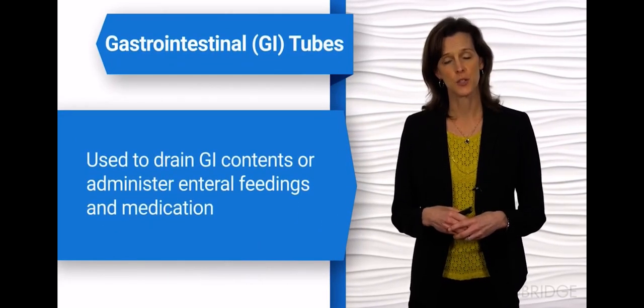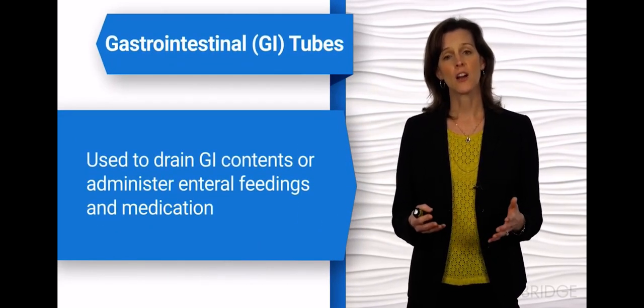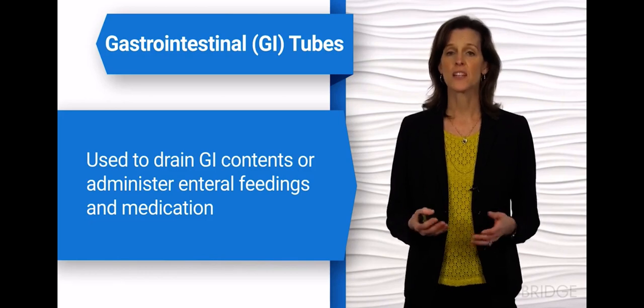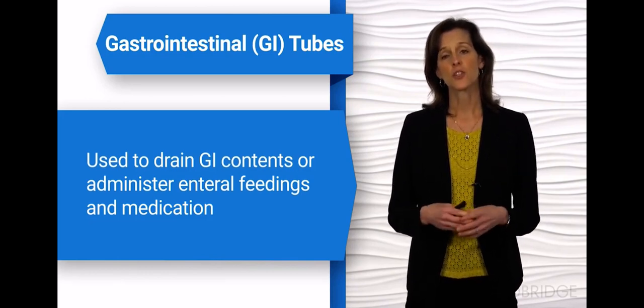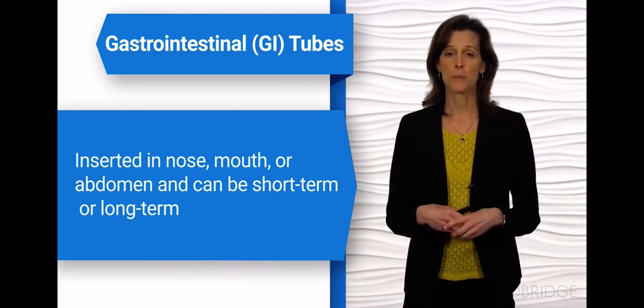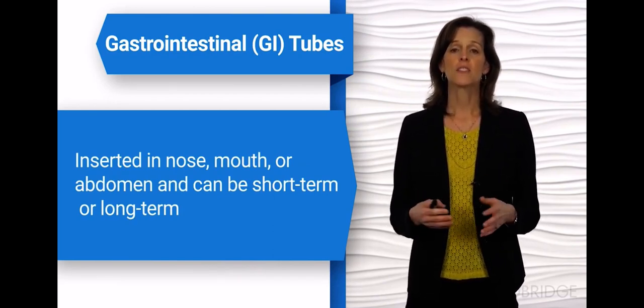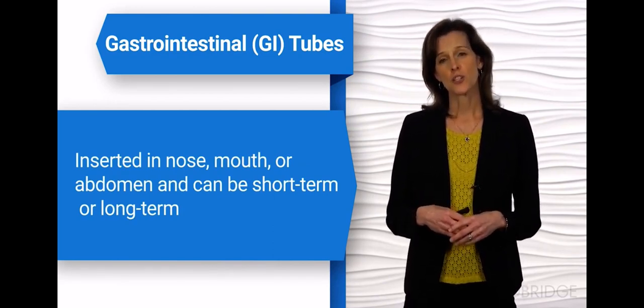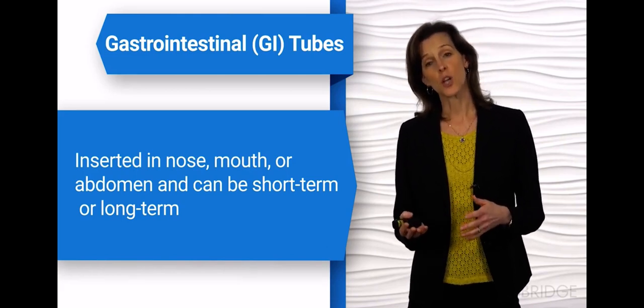Gastrointestinal or GI tubes are used to drain GI contents or to administer feedings or medication. These are inserted in the nose, mouth, or abdomen. They can be short or long-term. If a patient does have a GI tube, you want to make sure you turn off their feeding if you're going to be lowering their head less than 30 degrees, and that's just to prevent any risk of aspiration. If this is dislodged, you want to immediately alert the nursing staff for assistance.